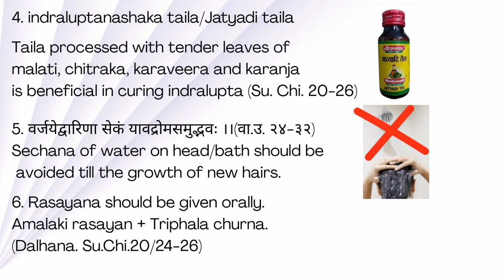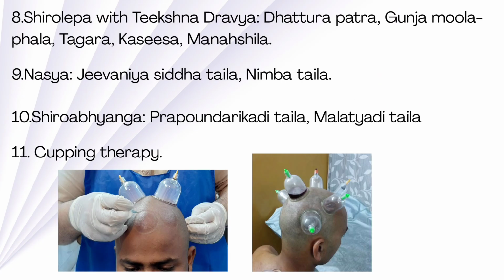Indralupta Nashaka Taila or Jhatyadi Taila is beneficial in curing Indralupta. Sechana of water on the head or head bath should be avoided till the growth of new hairs. Rasayana should be given orally, like Amalaki Rasayana mixed with Trifala Churna. Shirolepa with Tikshna Dravyas like Datura Patra, Gunja Mula Phala, Tagara, Kasisa, Manashila is done. By using Jivaniya Siddha Taila or Nimba Taila, Nasya is performed. Shiro Abhyanga is done using Prapondarikadi Taila or Malathyadi Taila. Wet or dry cupping therapy is performed for Indralupta.